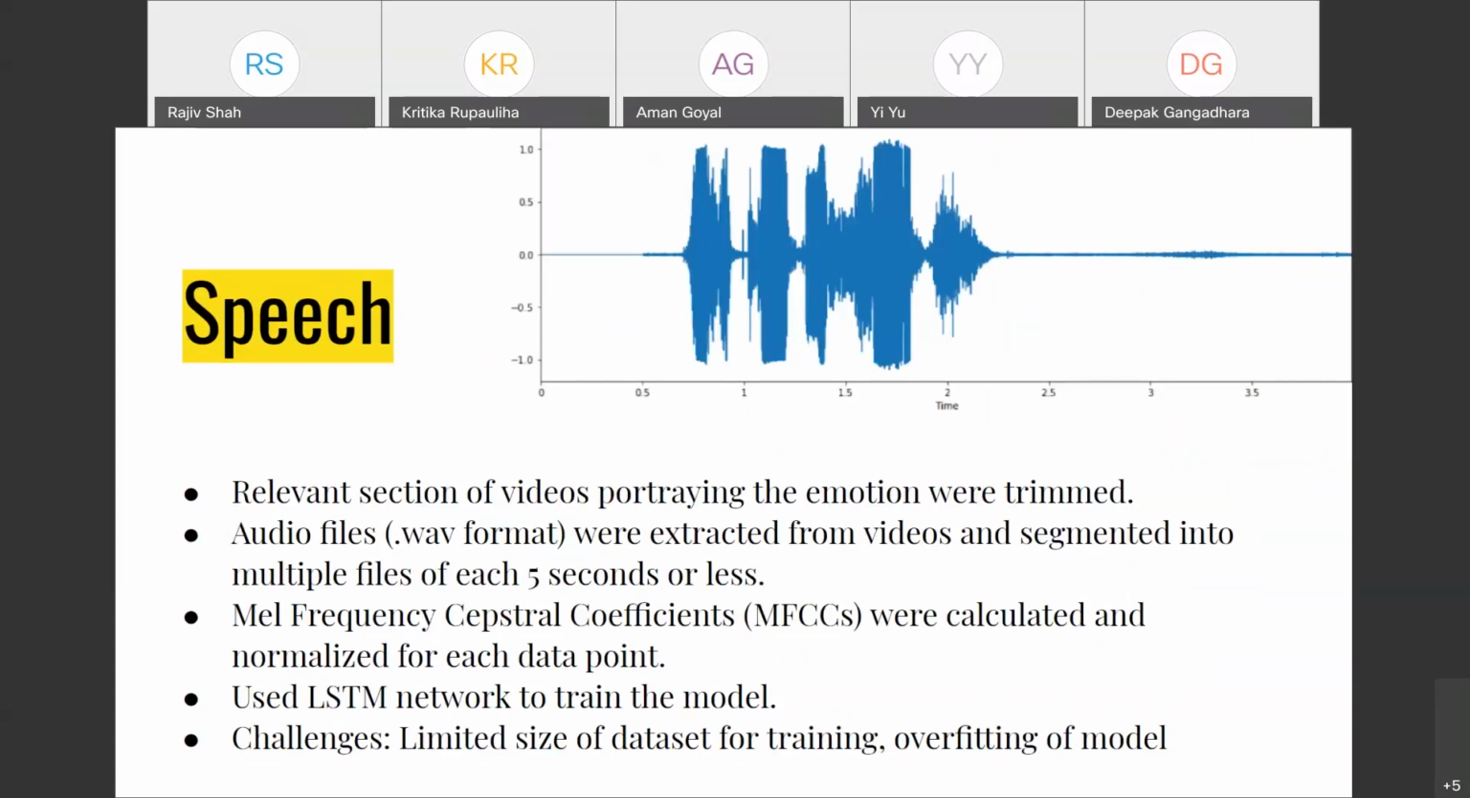Now, talking about speech, for every video, we had 5 different segments which were portraying the said emotion. So the audio files of WAV format were extracted from the videos and then segmented into multiple files. For feature extraction, we used the MFCC coefficient, and it was normalized for each of these data points. An LSTM network was used to train the model again. Now, in speech, again, we faced the challenge that the dataset size was very limited, and it was leading to overfitting the model initially.